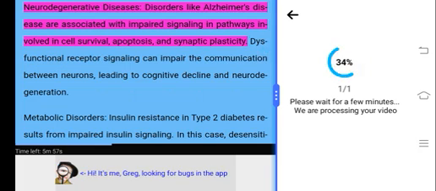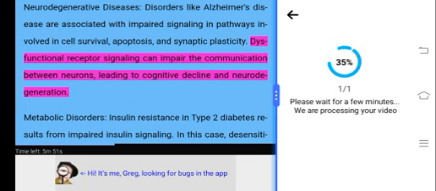Neurodegenerative diseases. Disorders like Alzheimer's disease are associated with impaired signaling in pathways involved in cell survival, apoptosis, and synaptic plasticity. Dysfunctional receptor signaling can impair the communication between neurons, leading to cognitive decline and neurodegeneration.